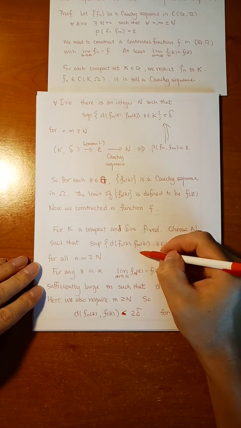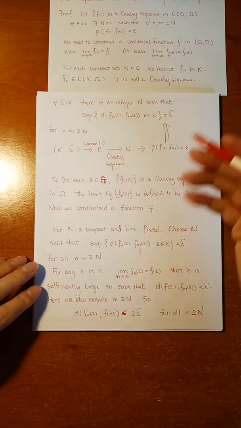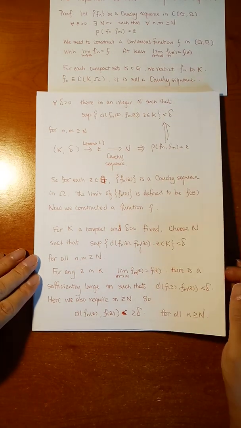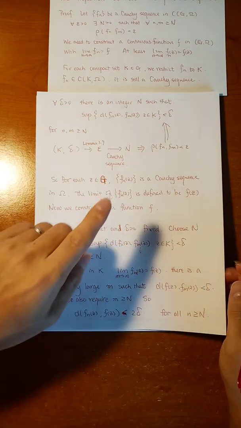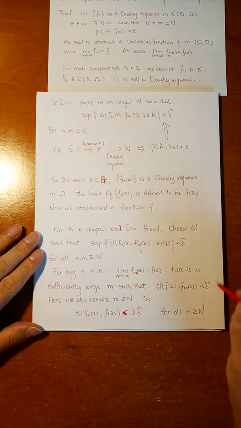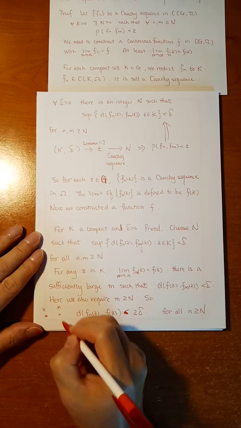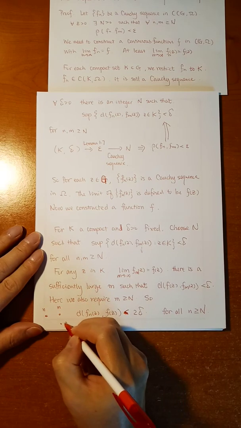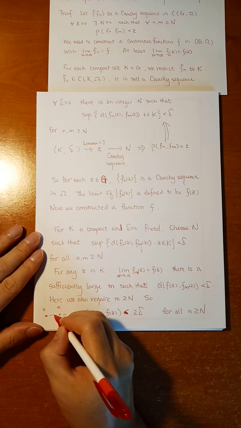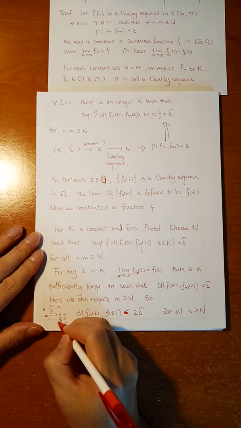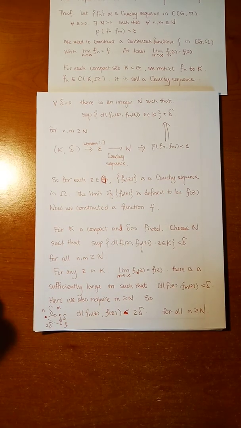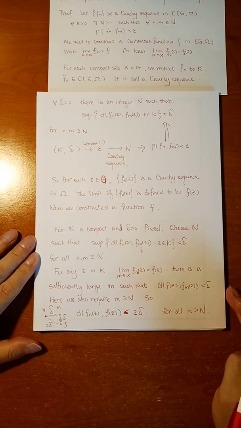Technically, you just let m approach infinity. M is close to f, so here's n, here's m. Here's f, the limit. This is delta. This is delta, so this distance is less than 2 delta. Right? Okay.